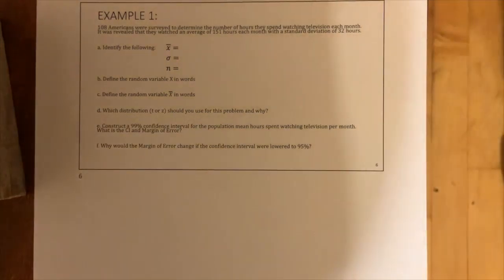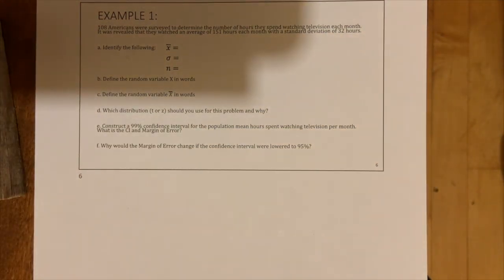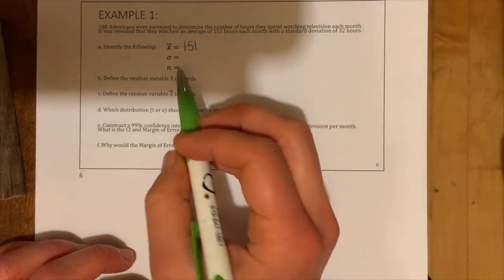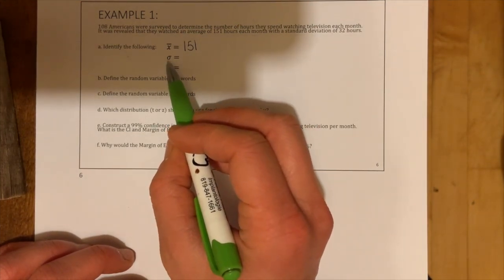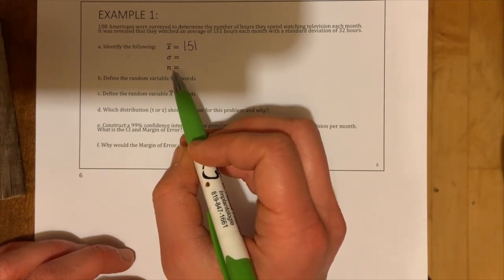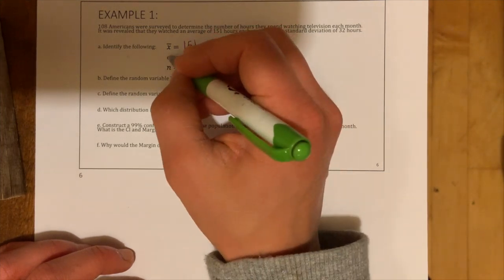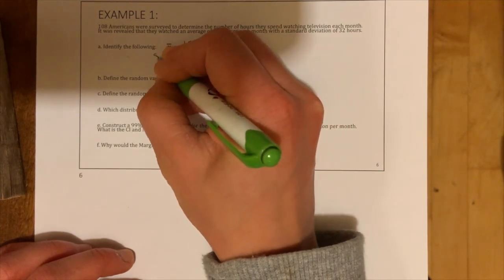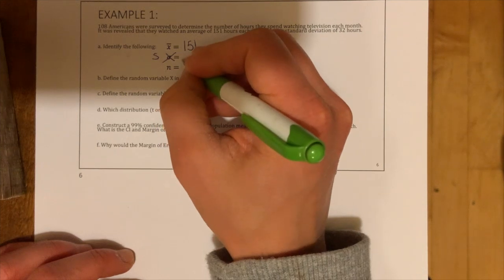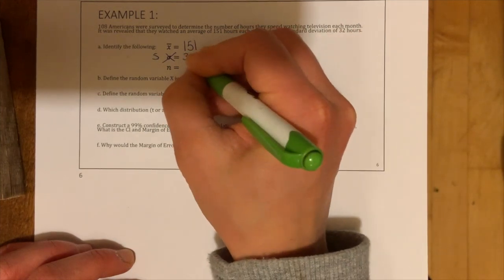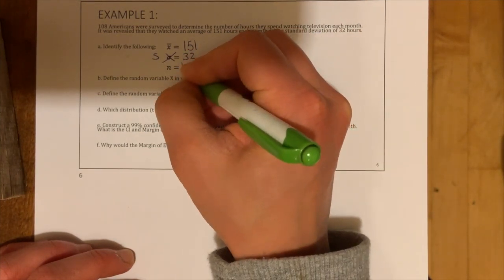Part A asks us to identify the following. So first, X bar, that was given to us. It was 151 hours. This next one is asking for the population standard deviation. Sigma shows the population standard deviation. We don't actually know the population standard deviation. We only know the sample standard deviation. So we're going to change this to equal S, which is the notation for the sample standard deviation, and that is 32 hours. Finally, n is 108.